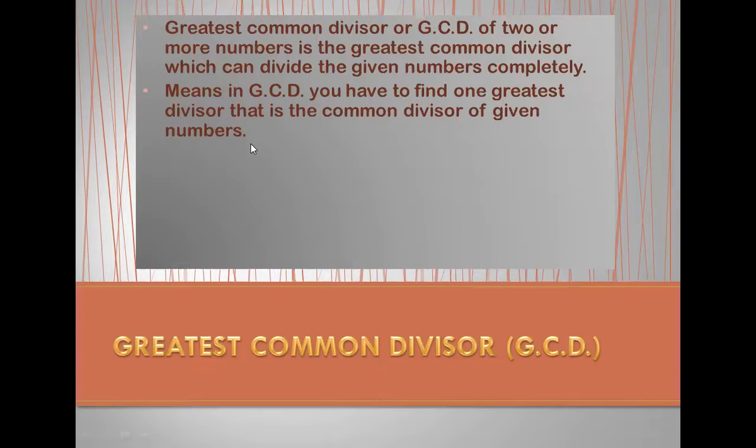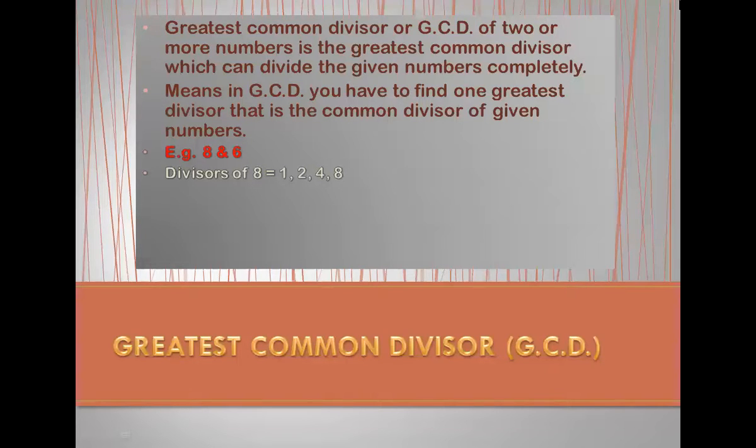Let's take an example. You have two numbers, 8 and 6, and you have to find the greatest common divisor of 8 and 6. For this, first of all, you will find the divisors of each and every number. That means you have to find the divisors of 8 as well as the divisors of 6. The divisors of 8 are 1, 2, 4, and 8.